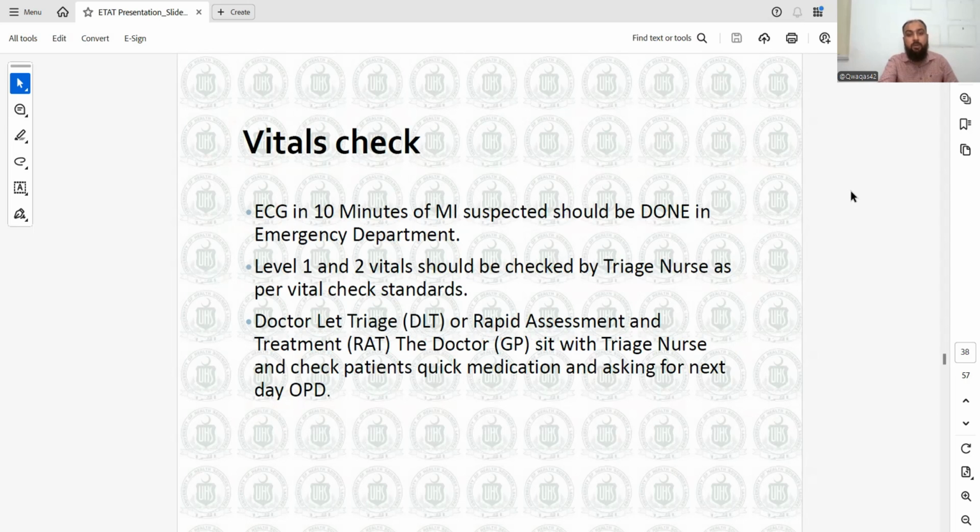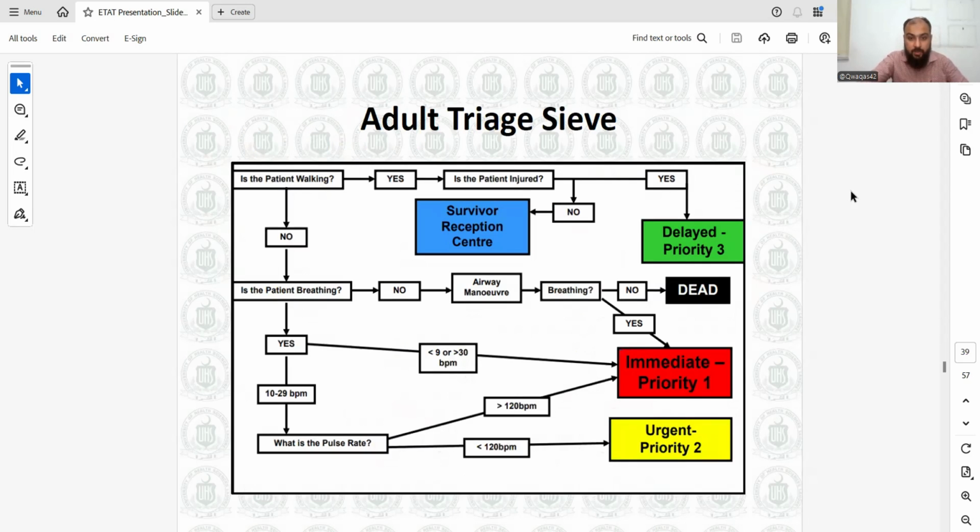Vital checks. An ECG should be done within 10 minutes for a suspected MI in the emergency department. Level 1 and level 2 vitals should be checked by the triage nurse as per vital checks. Doctor-led triage is done at rapid assessment and treatment. The doctor sits with the triage nurse and checks the patient, gives quick medication, and asks them to come to the next day OPD.